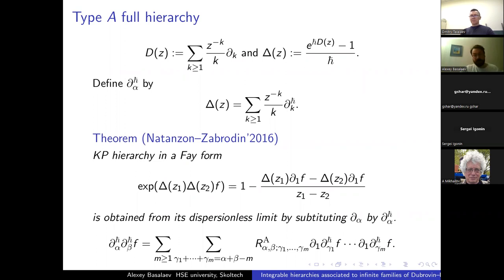Should I say what KP is in a FA form, or is it actually not for this seminar? It would be great. Well, actually, I have learned it from Natan Zon and Zabrodin. So the idea is very simple: instead of writing KP in the Hirota form, you can write it on a tau function. You can write it on a logarithm of a tau function.